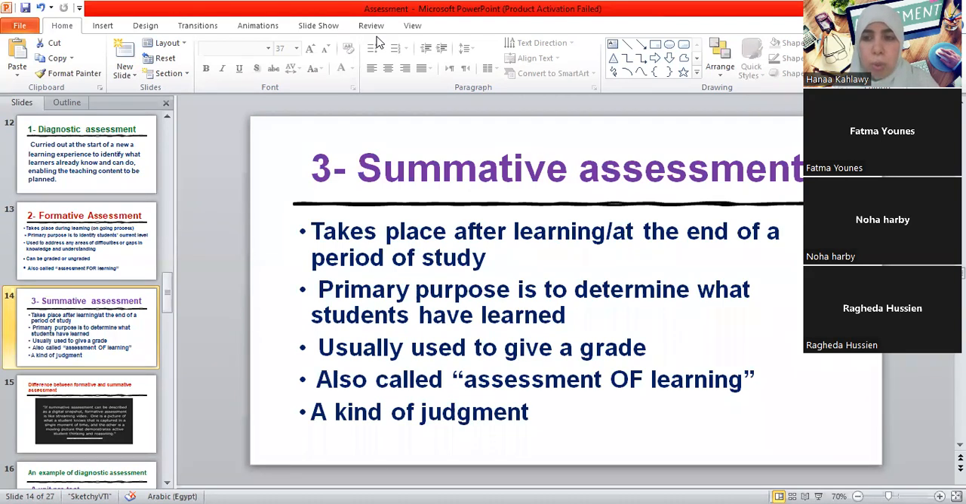Alia, if you want to complete your point of view and you can't use the mic, you can type in the chat box, okay? Okay, so these are the 3 types of assessment.